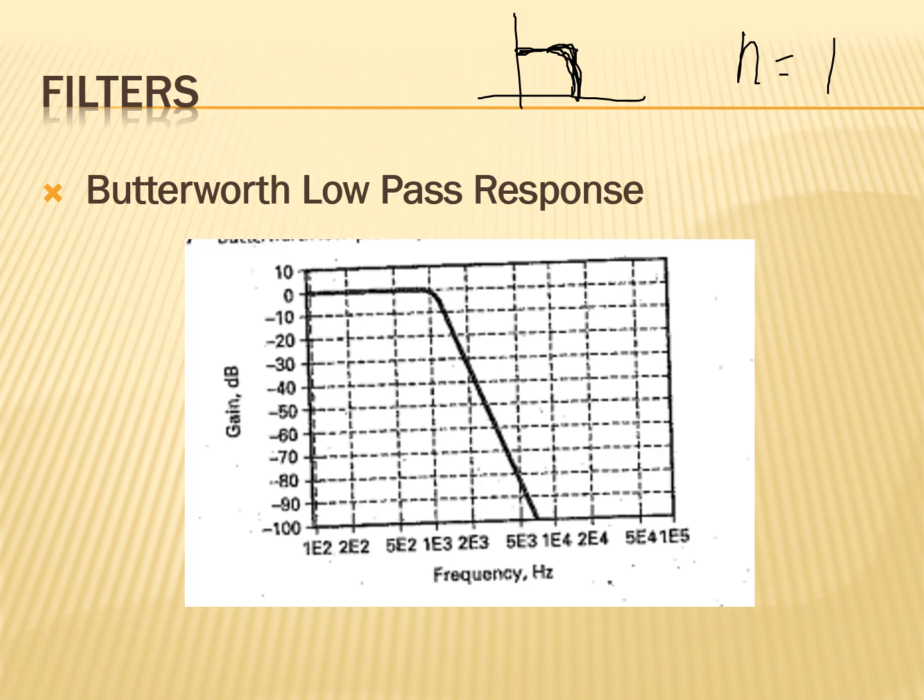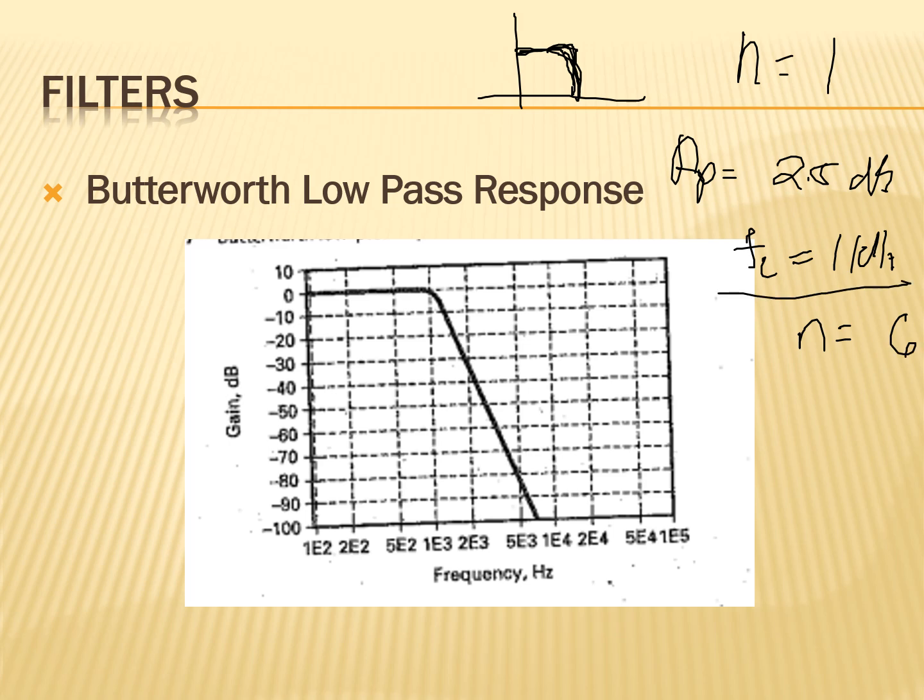Okay, so this type of response can be obtained if, for example, our AP is equivalent to 2.5 dB, our FC is equal to 1 kilohertz, and our n, or our order, is equivalent to 6. Okay, so as you can see, our cutoff frequency is 1 kilohertz. So at 1 kilohertz, it is now starting to roll off. Okay, so this is our example for a Butterworth approximation.